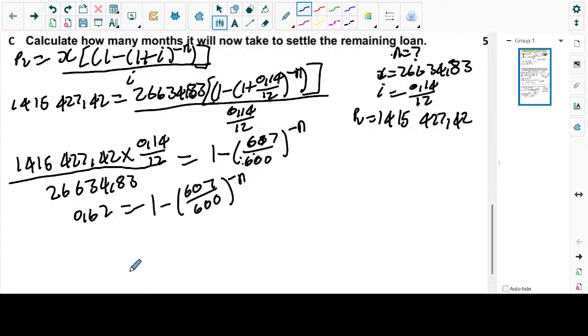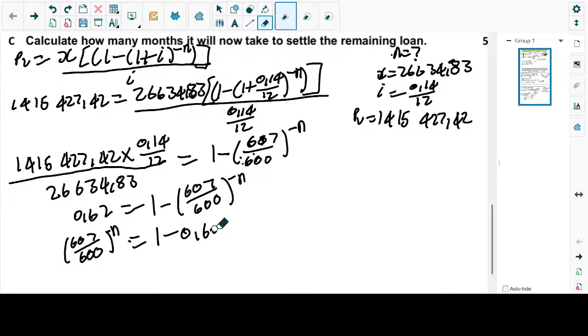Now we are going to take the bracket to the other side, and take the 0.62 to this other side, so we're interchanging. The bracket is negative, so it comes to the left hand side. Sorry for that. We're going to have open bracket 607 all over 600, to the power minus n, equal to 1 minus 0.62.